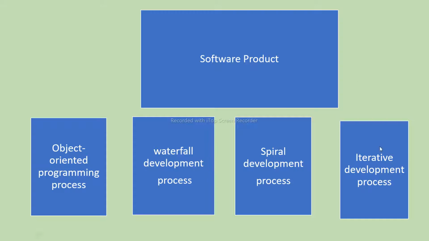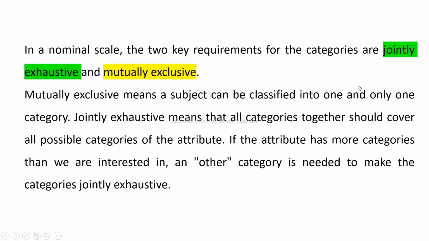So this is the way we are going to classify the product. In a nominal scale, the two key requirements for the categories are jointly exhaustive and mutually exclusive. I have marked them in green and yellow because they are important terms. These are the two requirements fulfilled in the nominal scale.